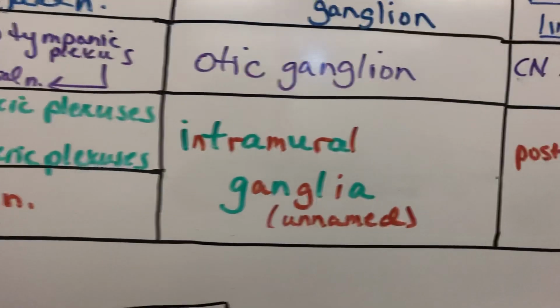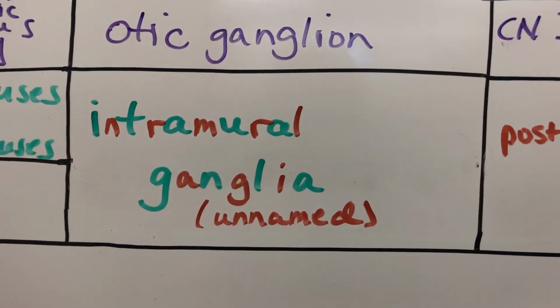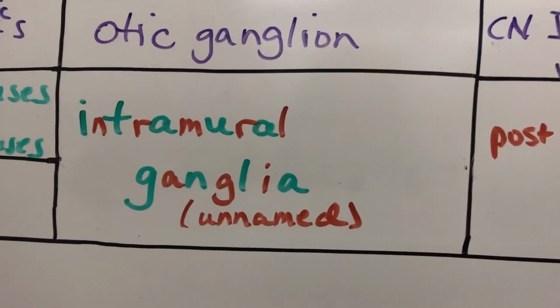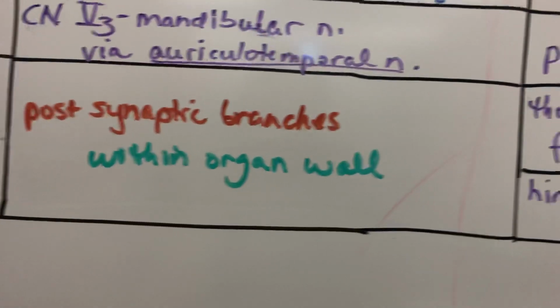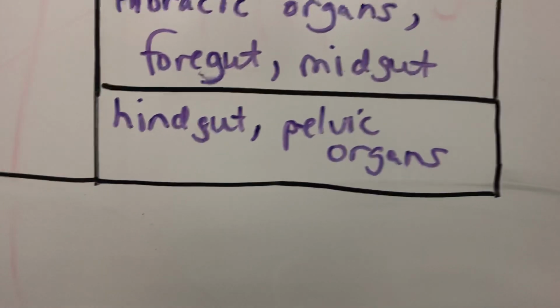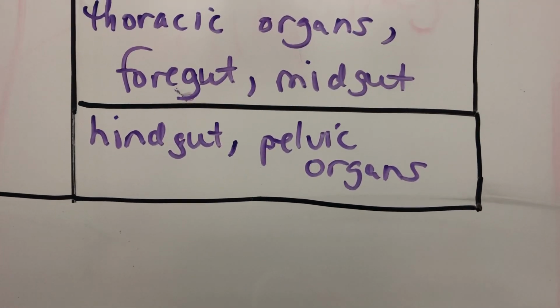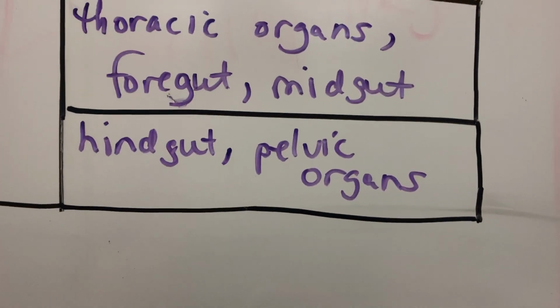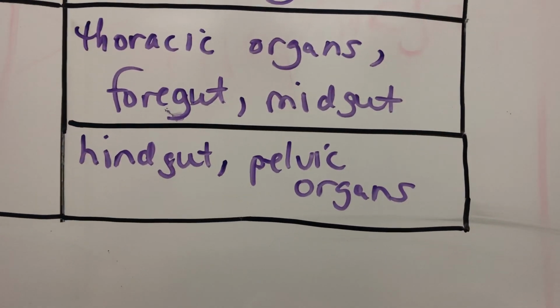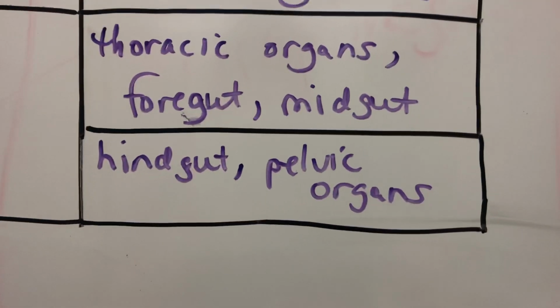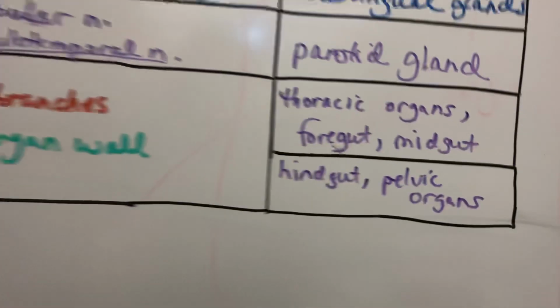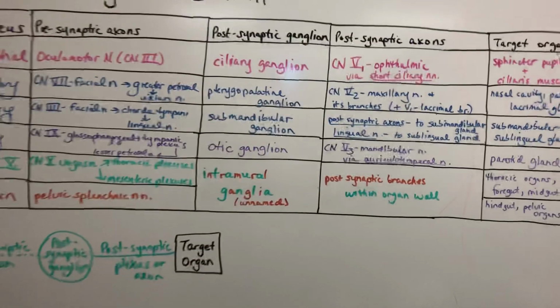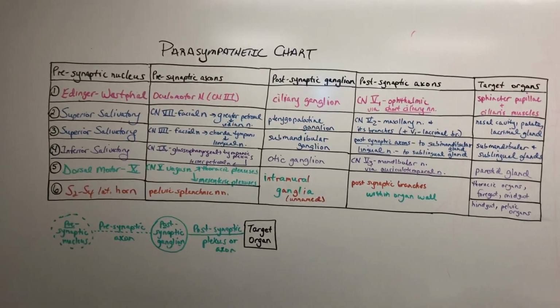synapse on intramural ganglia within the organ wall of the structure they innervate. Very short postsynaptic branches exist within that organ wall to innervate things like the transverse colon, descending colon, sigmoid colon, rectum, as well as pelvic organs, things like the urinary bladder, things like the prostate, uterus. So that's a nice synopsis of how parasympathetic drive affects various organs.